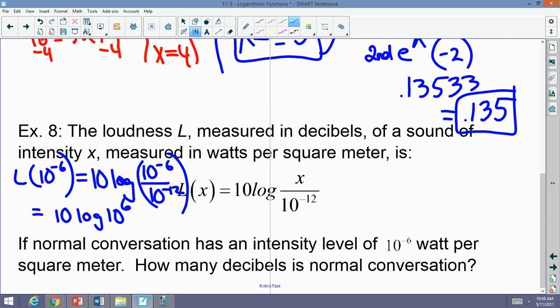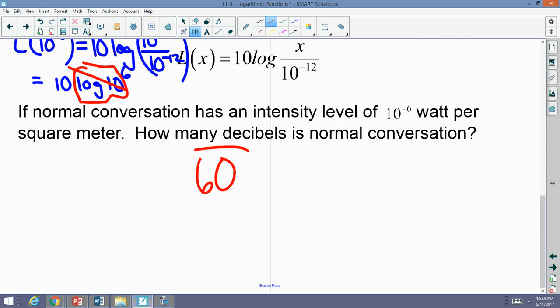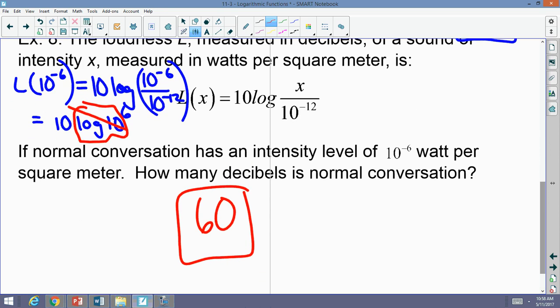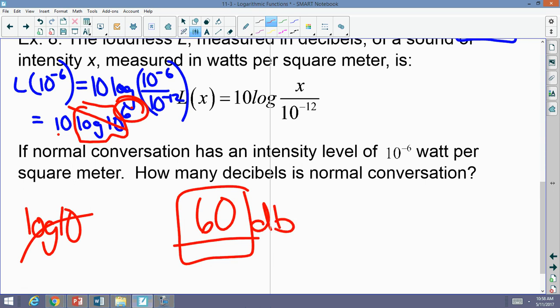Now, here's the kicker, guys. Focus. What's the base of this log? What happens when you have the log of a base times the base? They cancel. You guys with me here? So what's my answer going to be? 60, because you have that 10 there. So my answer is going to be 60. What's log base 10 of 10? What happens there? It cancels. Where does that 6 go? Does it just disappear? No. 6 times 10 is 60 decibels. Does that make sense?